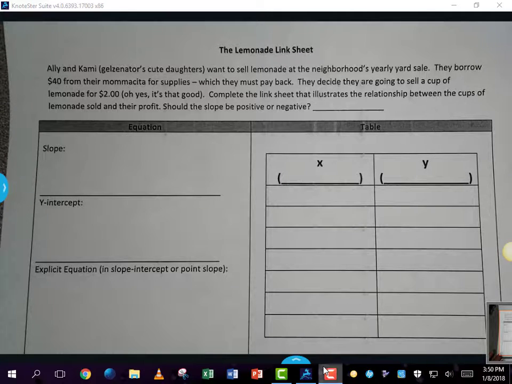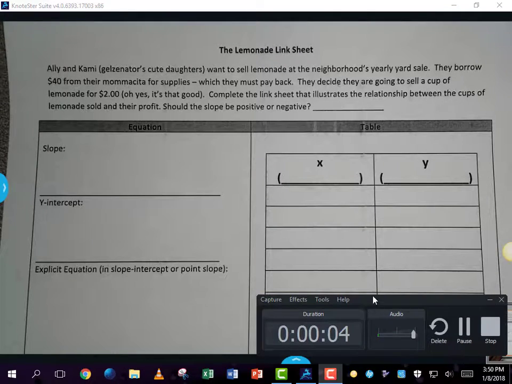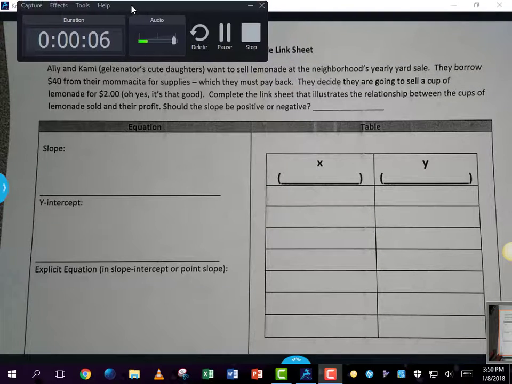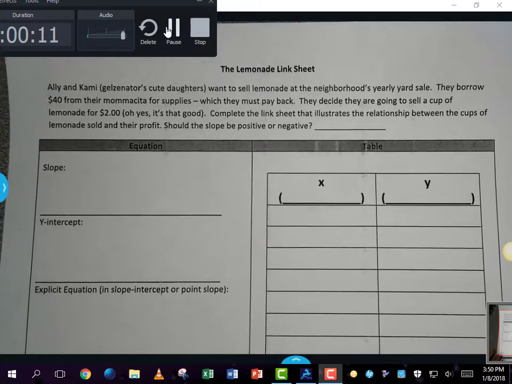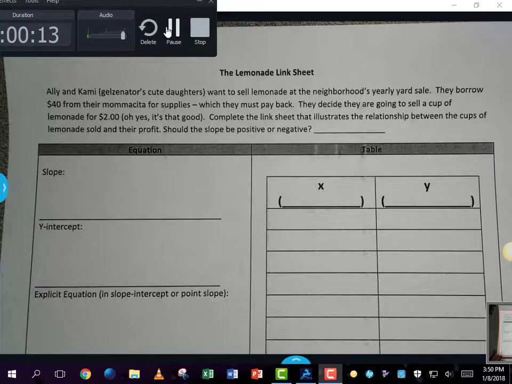Okay, this is the lemonade link sheet. I'll pull up my time so I can keep an eye on it. It says, Allie and Keziah, my girls, want to sell lemonade at the neighborhood's yearly yard sale. They borrow $40 from me, Mamacita, for supplies, which they must pay back. They decide they're going to sell a cup of lemonade for $2.